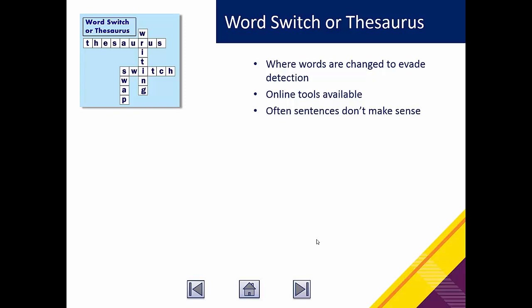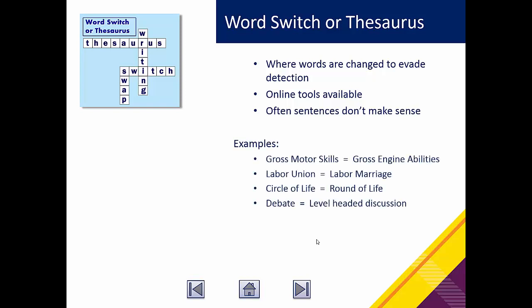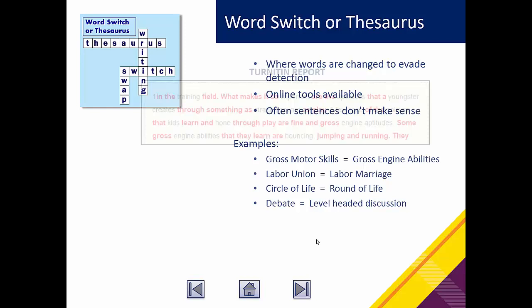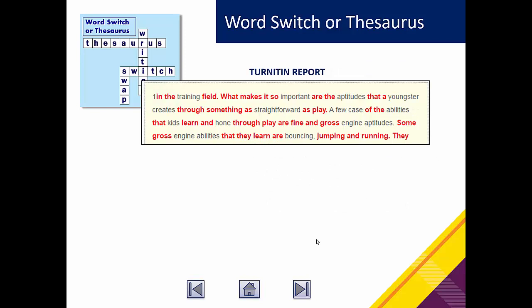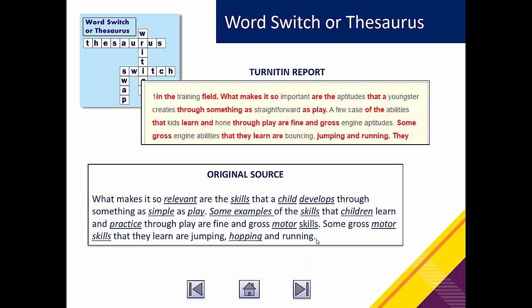For example, a word switch tool can reword gross motor skills to gross engine abilities, or labor union to labor marriage, and so on. Here's an example of a word switch document in Turnitin. The Turnitin report will show how interspersed original words are replaced with words with similar meaning. When comparing the Turnitin report with the original source document, you can see where words have been switched out.